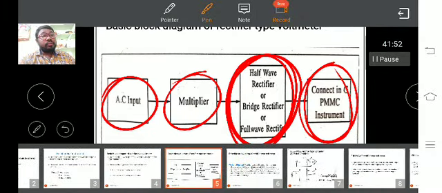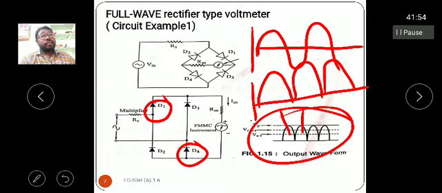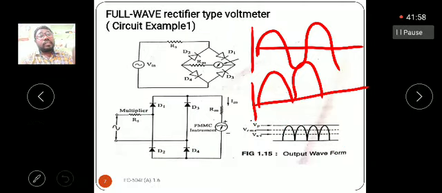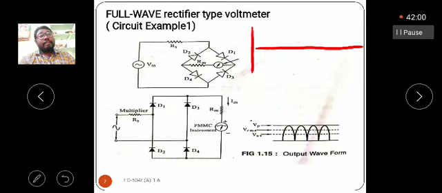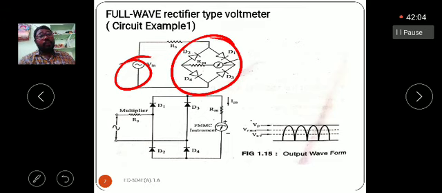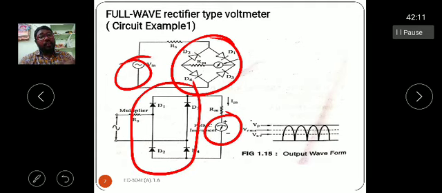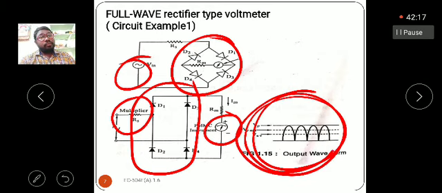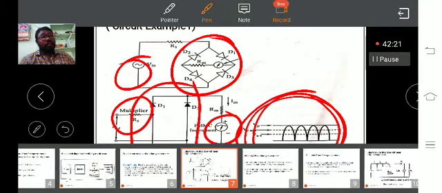And this is the full wave rectifier circuit. In this circuit, we have the input signal. Here the diodes are connected in bridge form, and here we have the PMMC instrument. The diodes are connected like that, and here we are using the multiplier. The output waveform of the full wave rectifier is like that.